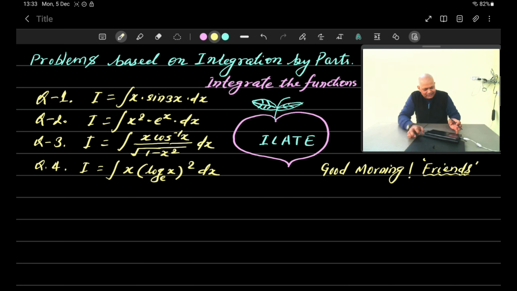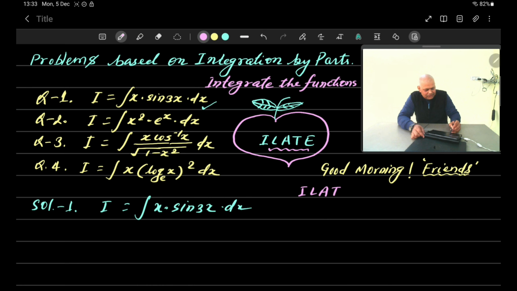My first question you can see here: integration of x times sine 3x times dx. Solution number 1. My dear friends, we have to use integration by parts here, and for that we have a very good idea, and that idea is related to the ILATE function. What does ILATE stand for? I, L, A, T, E.